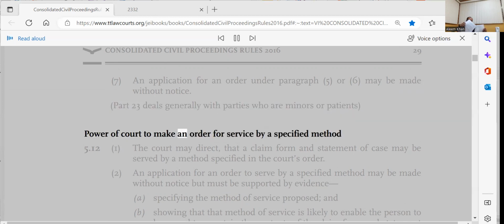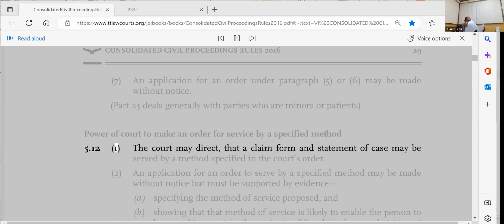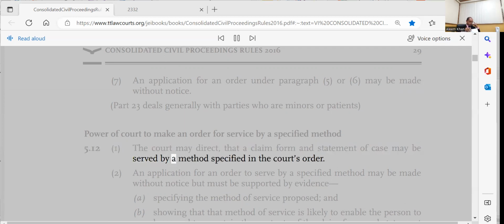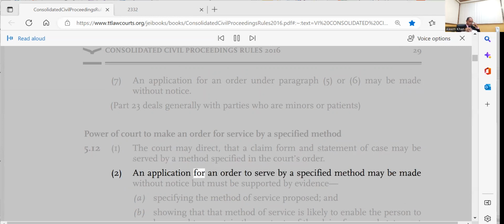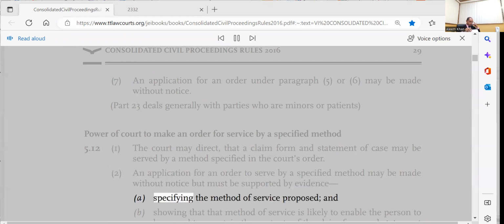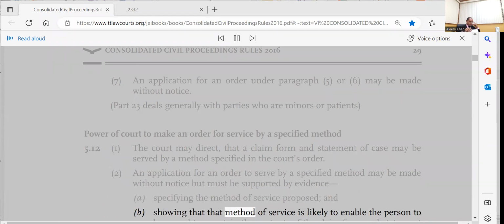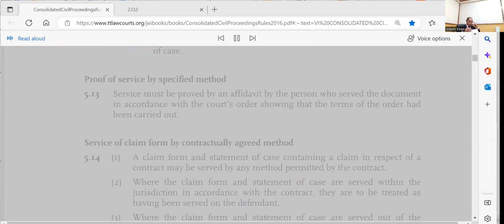Power of court to make an order for service by a specified method. 5.12 1. The court may direct that a claim form and statement of case may be served by a method specified in the court's order. 2. An application for an order to serve by a specified method may be made without notice but must be supported by evidence, a. specifying the method of service proposed, and b. showing that that method of service is likely to enable the person to be served to ascertain the contents of the claim form and statement of case.